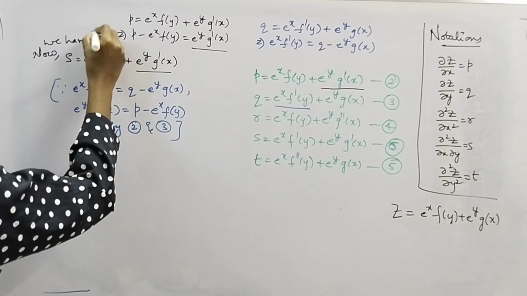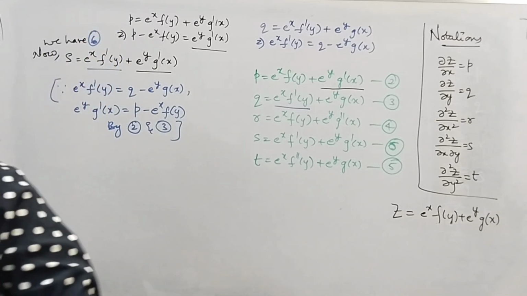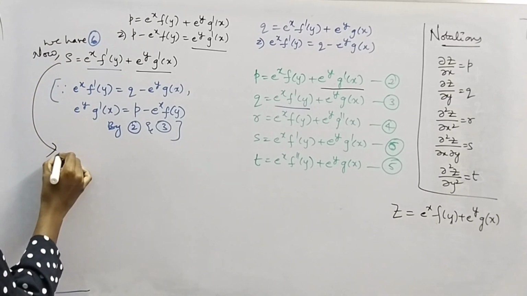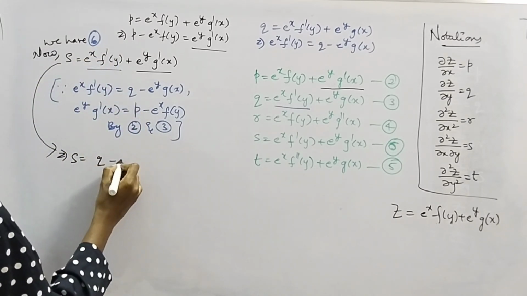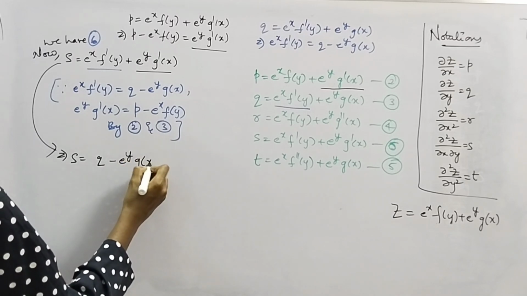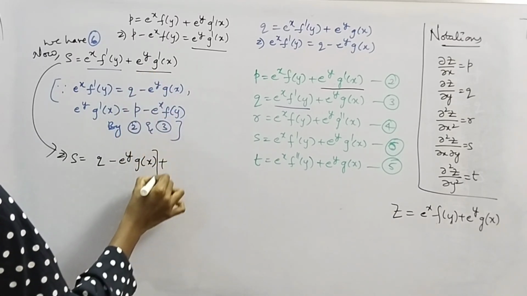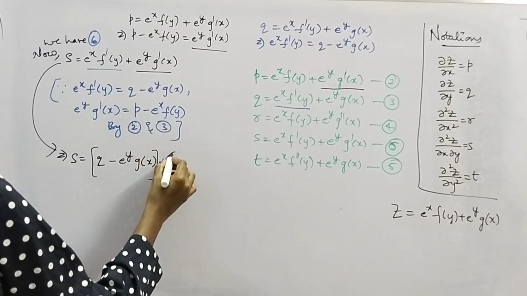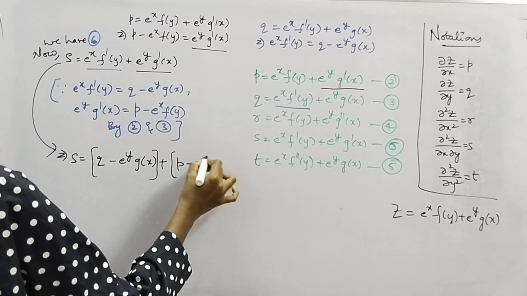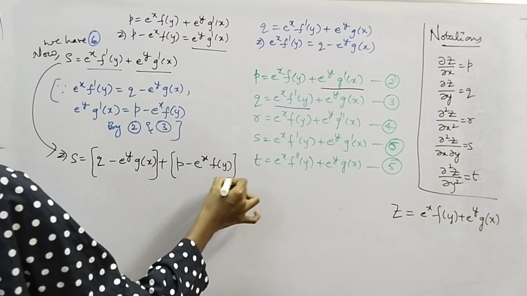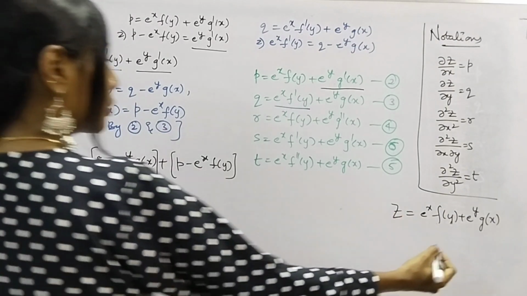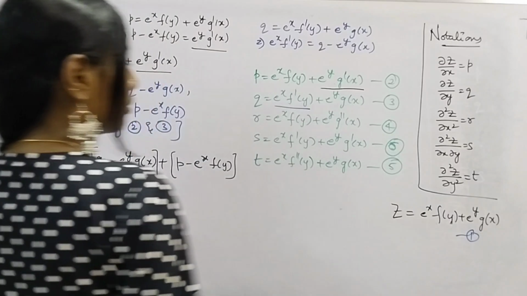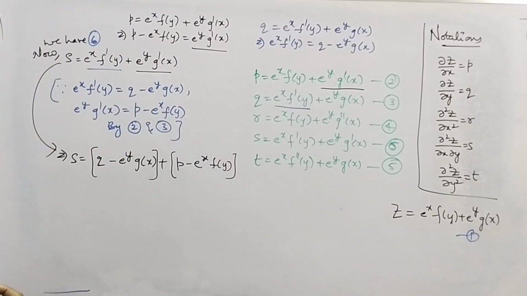So we have equation number 6, right? Now this gives us s equal to, just replace it by q minus e power y into g of x plus, replace the second term by p minus e power x into f of y. Also here we have to notice that we have equation 1, z equal to e power x f of y plus e power y into g of x, right?